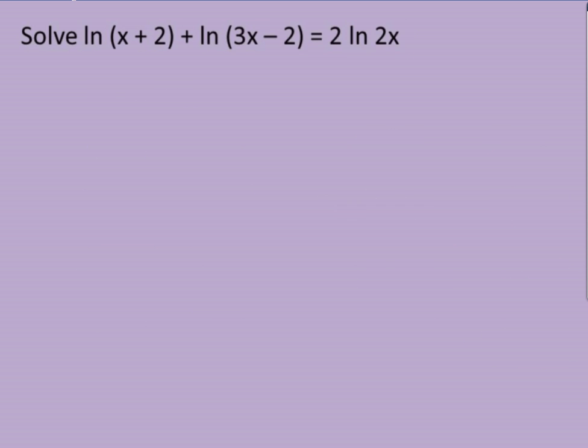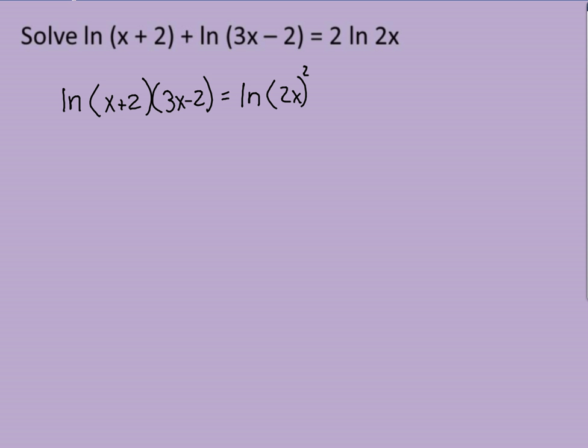On this example, if we can just get one ln on both sides, then we can cancel them out. If we have the same log base on both sides, those logs can disappear. So if I have ln of x plus 2 plus ln of 3x minus 2, remember addition, when you condense it, turns into multiplication. And when you have a number out front, 2 times the ln of 2 to the x, you can take that to your exponent. And this can just become ln of 2x squared.